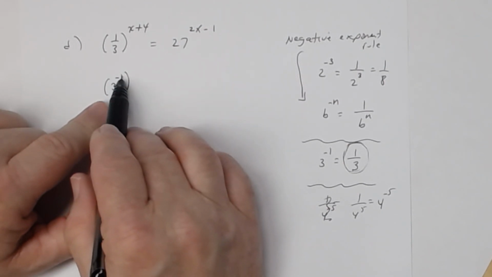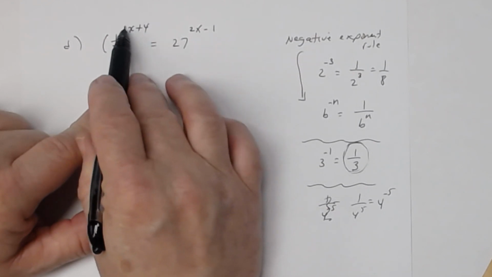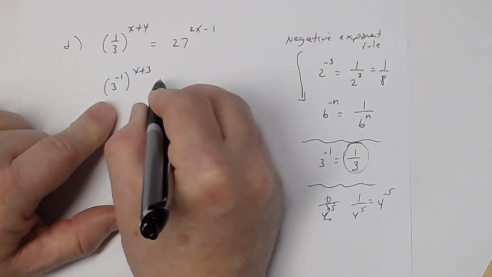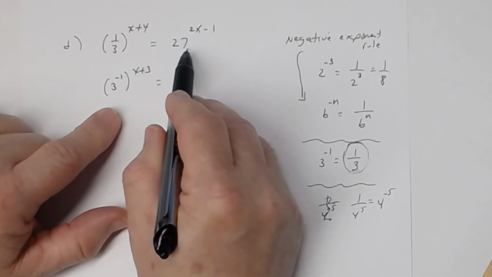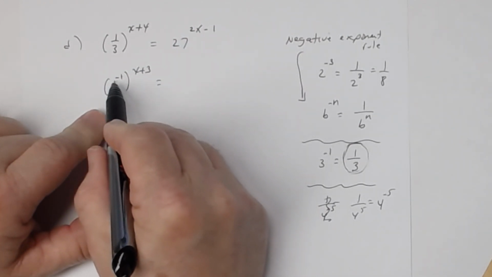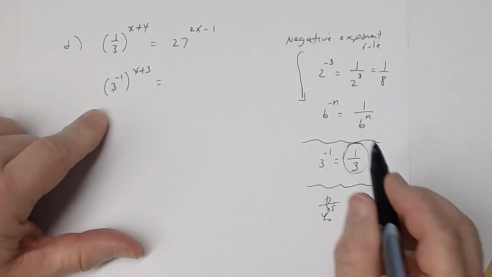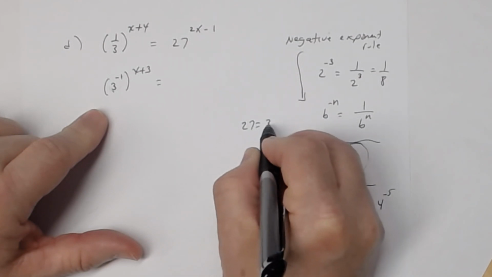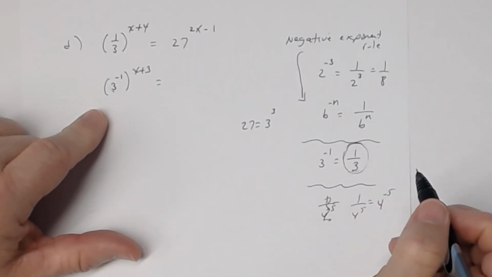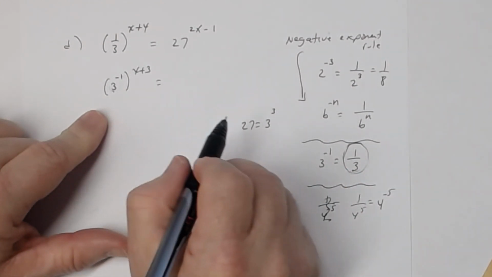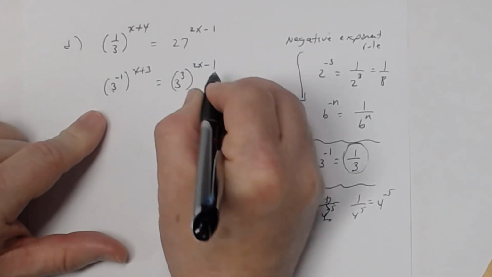And so now what we have here is this. I have 3 to the negative 1 is equivalent to 1/3, but don't forget that's being raised to the x plus 3. And now you want to think about 27. Is there any way I can write 27 using this base 3 that I see here? See this 3 right here? Well, remember 27 is 3 to the third power. 3 times 3 is 9, 9 times 3 is 27. And so I'm going to rewrite 27 as 3 to the third. So 3 to the third, parentheses, 2x minus 1.